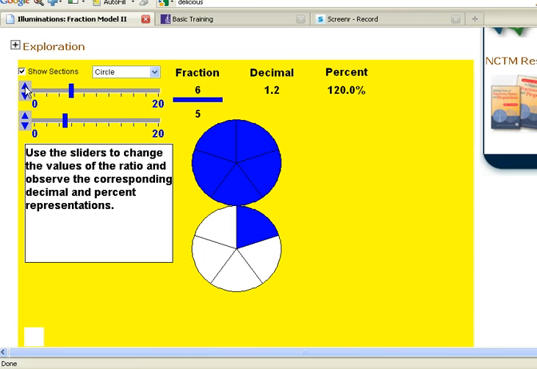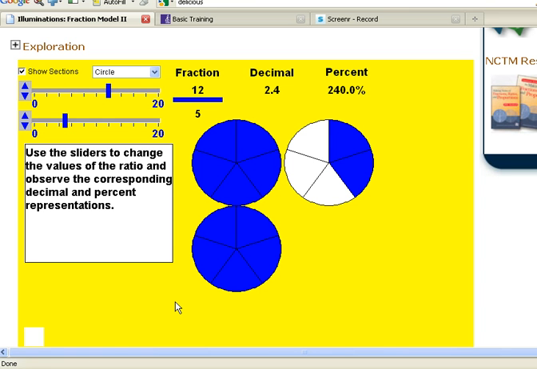But the numerator can actually be larger than the denominator. The denominator still tells me that one whole is divided into 5 parts. And the numerator of 6 tells me that I have 6 of those parts. 1, 2, 3, 4, 5, 6. The fraction shown here is 12/5, which is the same as 2 and 2/5.